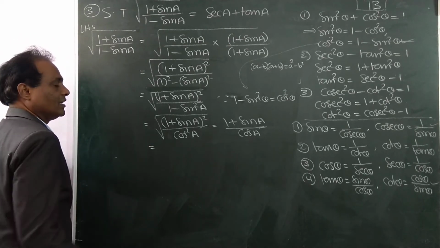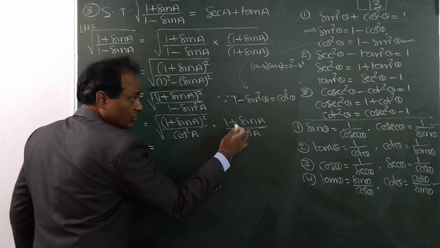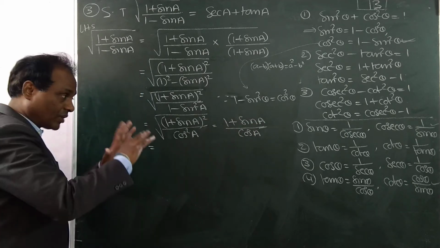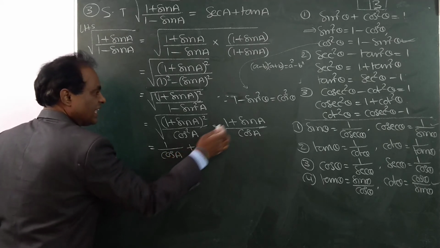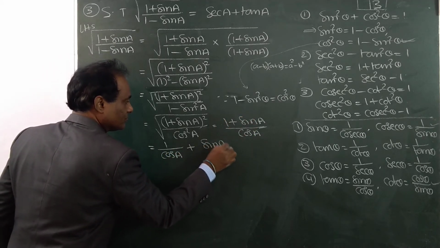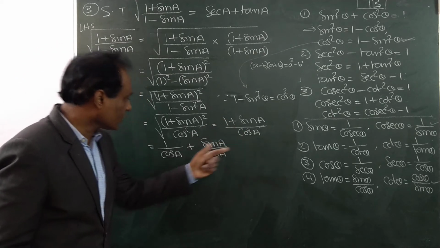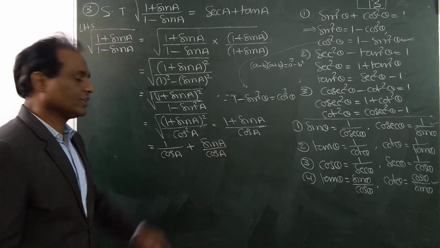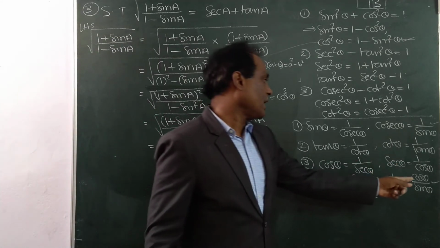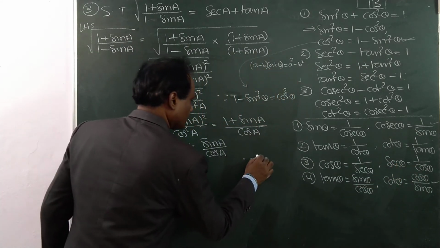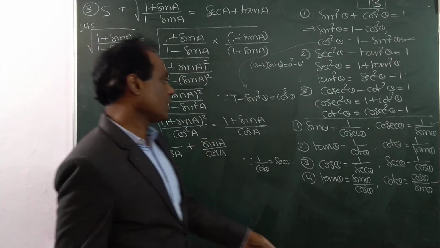Next step. I will separate into two separate fractions. This is the denominator for both, for this and also for this. I am separating: 1 by cos A plus sin A by cos A. Now, 1 by cos is secant. Sin by cos is tan.